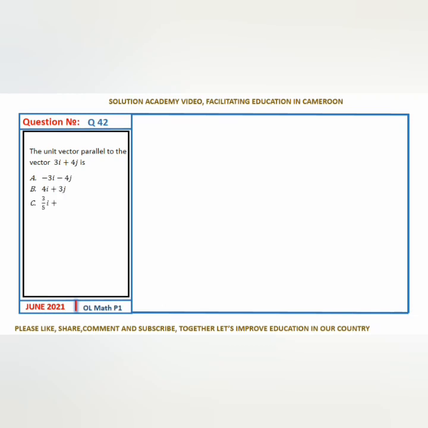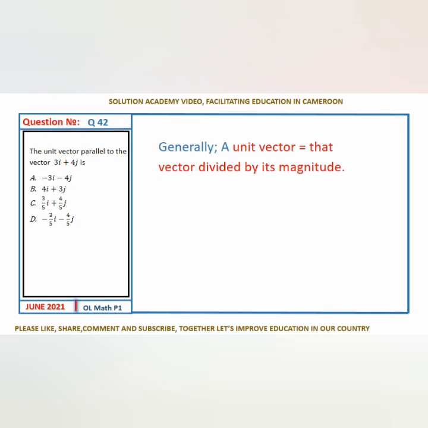We have to know that generally a unit vector is that vector divided by its magnitude. So we just take the vector itself and divide by its magnitude. The magnitude is given by the square of each of the quantities involved in the vector. That means we square the i component and we square the j component, we add them, and we take the square root, as you can see.